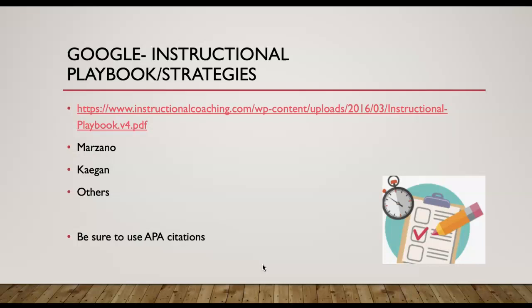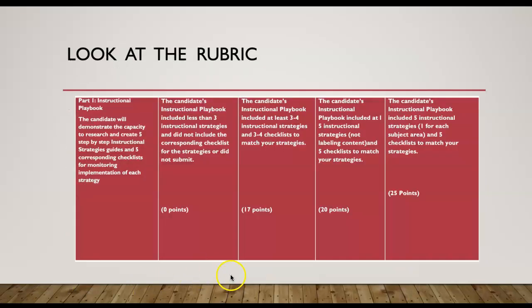And if you want to get full credit on that rubric, look at that rubric. Be sure that you label which subject area that strategy is going to go with. So let's look at that rubric. In that top end, the candidate's instructional playbook included 5 strategies, 1 for each subject area, and 5 checklists to match. To get the maximum points, you need to label which subject area. If you want to go to that next column and get the next amount of points, which is 20, then don't label it.